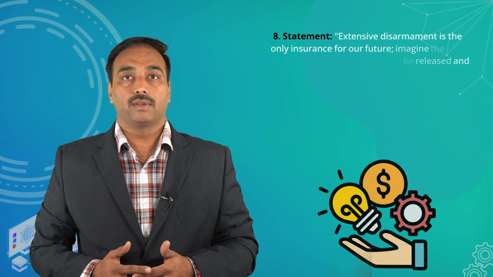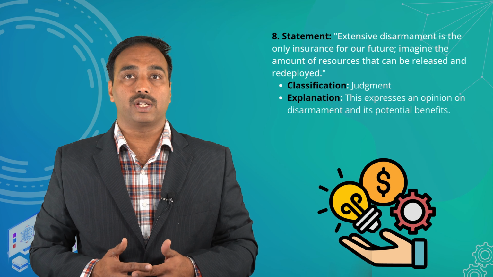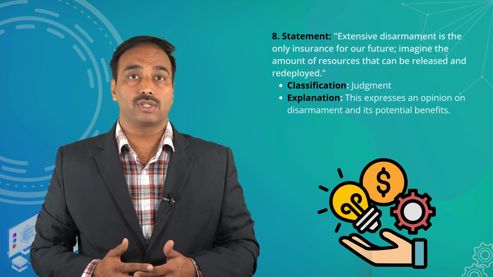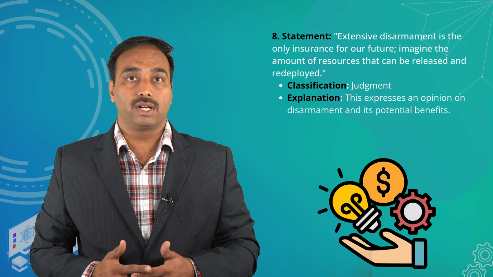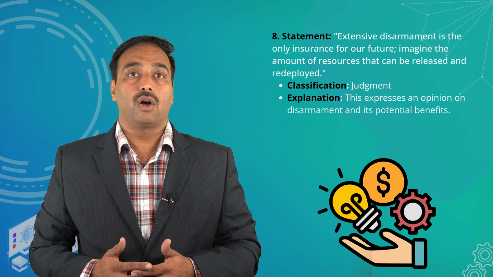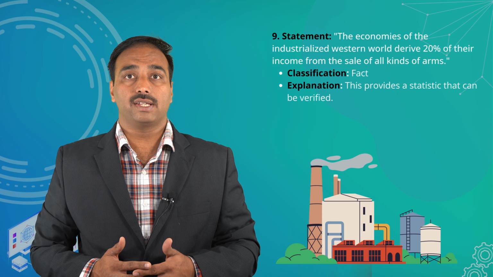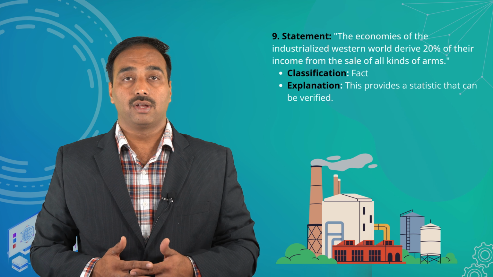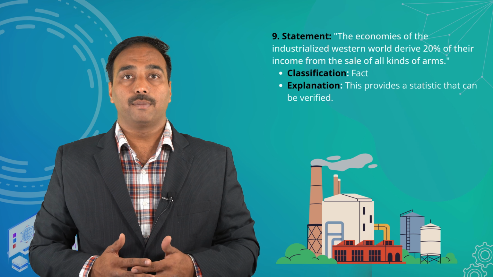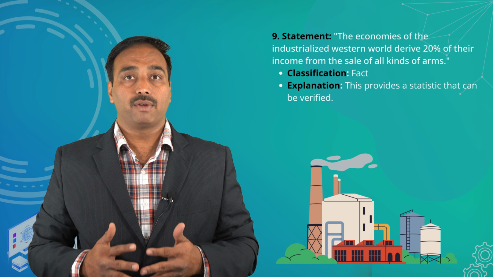Next statement: extensive disarmament is the only insurance for our future. Imagine the amount of resources that can be released or redeployed. This is an example of judgment because this expresses an opinion on disarmament and its potential benefits. Next statement: the economies of the industrialized Western world derive 20% of their income from the sale of all kinds of arms. This is an example of fact because this provides a statistic that can be verified.